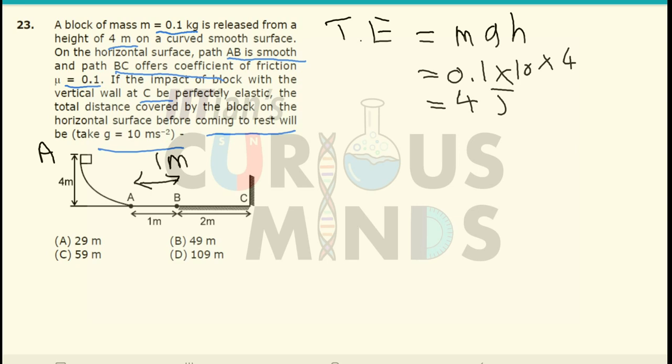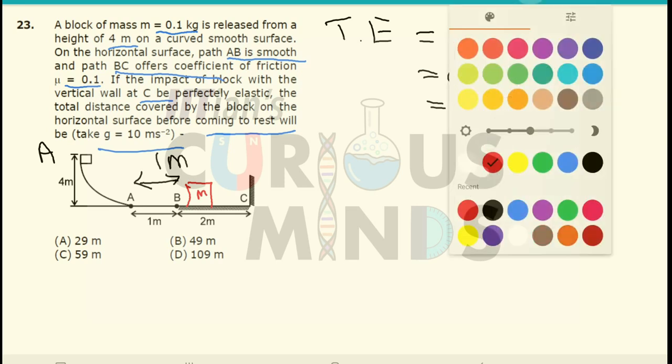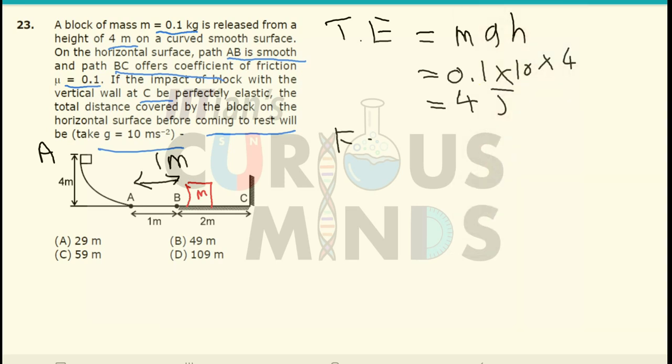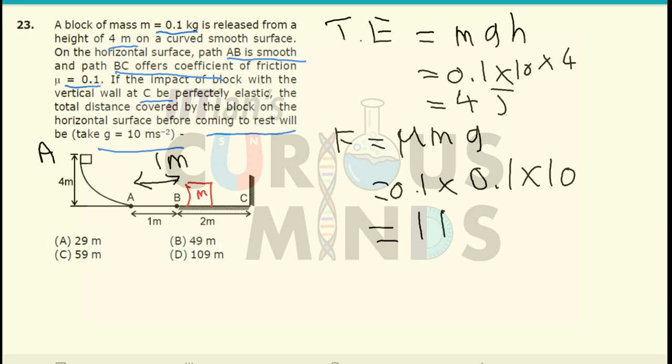Let us find out the frictional force when a block is placed between the path B and C. The frictional force over here will be equal to mu mg. So mu is 0.1, into the mass of 0.1 kg, and g is equal to 10. So now let us see what the force is over here. It will be equal to 1 Newton.